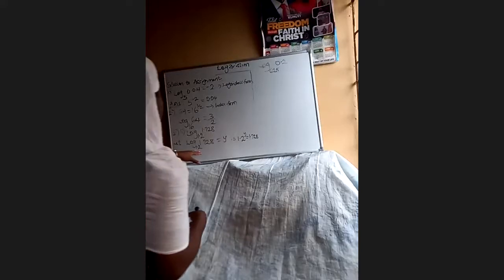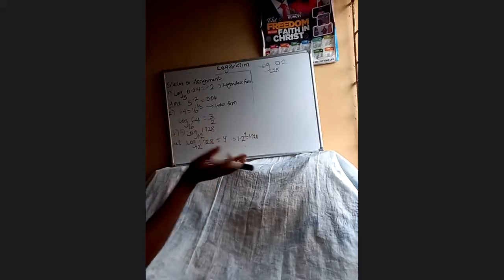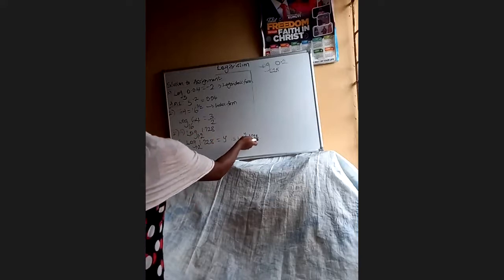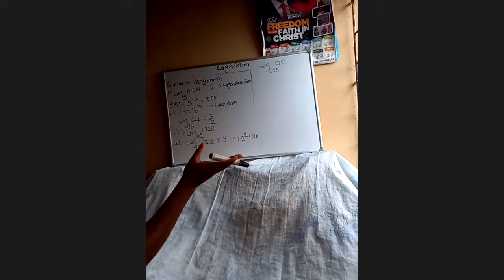So let logarithm of 1.728 base 1.2 is equal to y. Whereas in index form, we have it as 1.2 raised to the power y is equal to 1.728. Now, we can decide to go about this. You look for the relationship between your base 1.2 and the number 1.728.